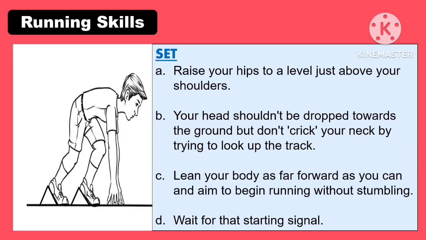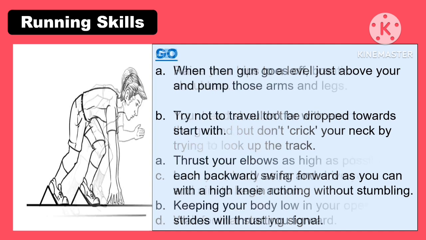For the set position, raise your hips to the level just above your shoulders. Your head should not be dropped towards the ground, but don't crick your neck by trying to look up the track. Lean your body as far forward as you can and aim to begin running without stumbling. So wait for the starting signal.